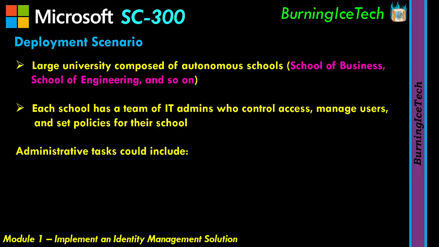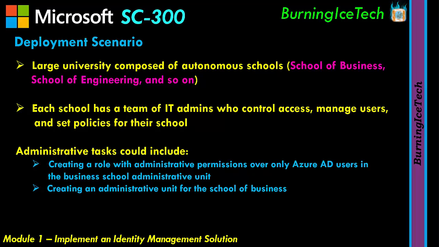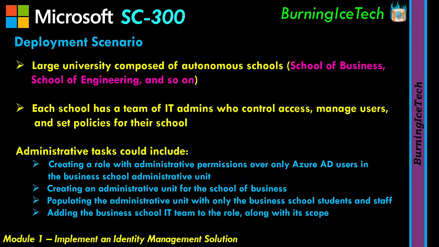So some of the administrative tasks could include things like creating a role with administrative permissions over only Azure Active Directory users in the business school administrative unit. It could include creating an administrative unit for the School of Business. It could include populating the administrative unit with only the business school students and staff. And it can include adding the business school IT team to the role along with its scope. So there you guys have a bit of a deployment scenario as to where and when one might want to go and use this.